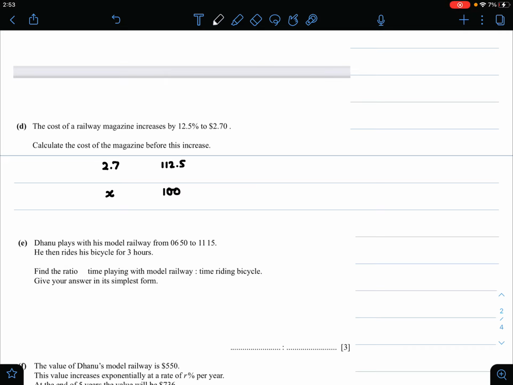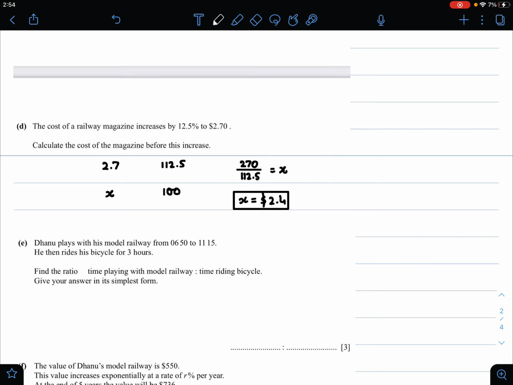So therefore we cross multiply this now. So it would be 2.7 multiplied by 100, which is 270, divided by 112.5, which is equal to x. Therefore x would be equal to, you just need to put this in your calculator, 270 divided by 112.5, which is equal to $2.4. So that would be your final answer for part D of this question.